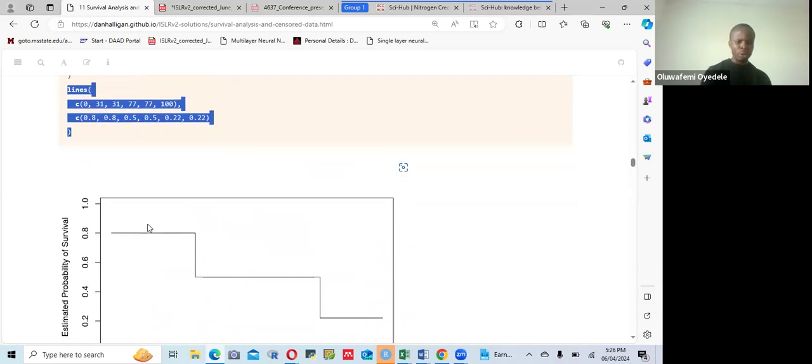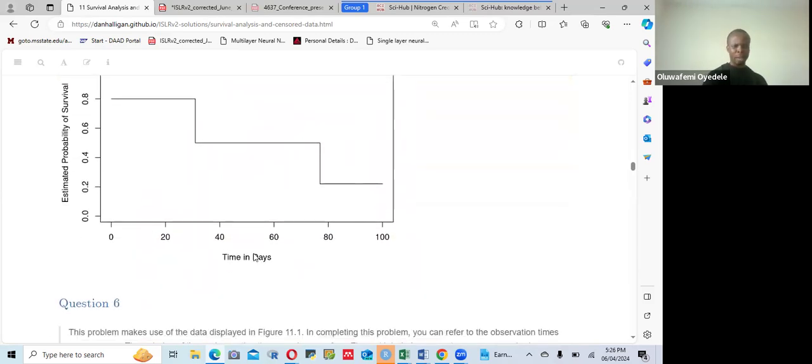Once they draw it, they have time on the x-axis and the estimated probability of survival. We can see at zero time we have 80% survival, and it remains so for a while. As we get close to around 50 days, we have close to 50% survival. So that is how the curve keeps on declining over time.